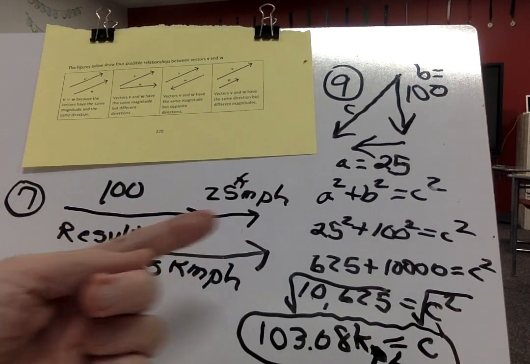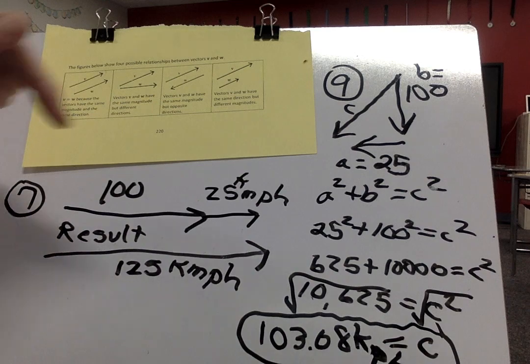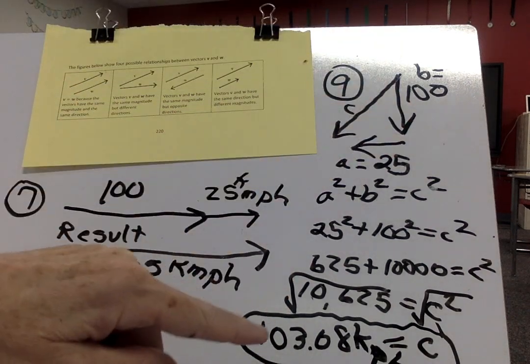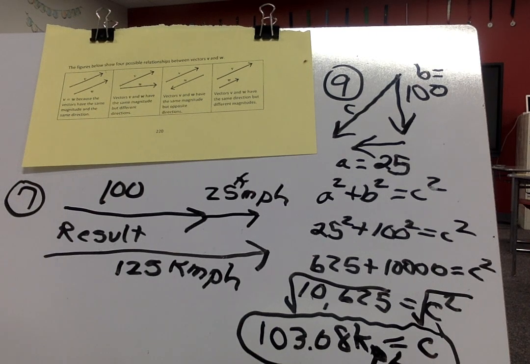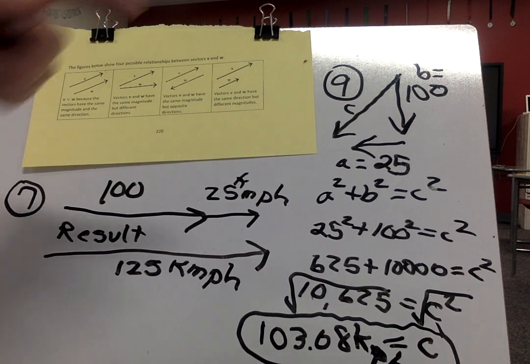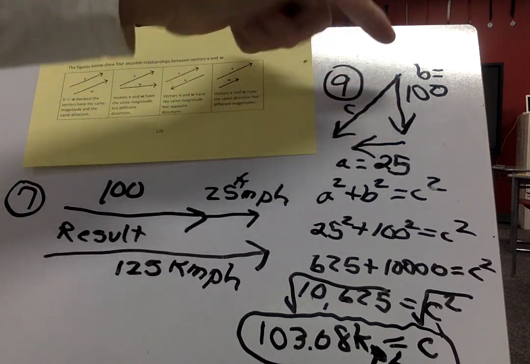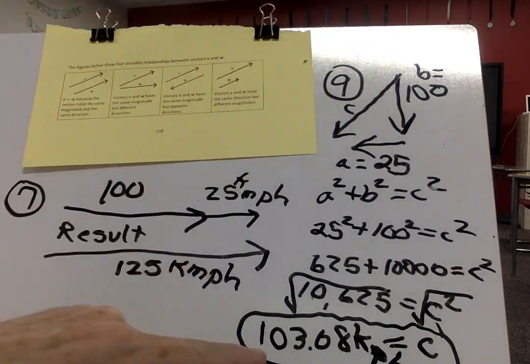So if it's going the same direction, you're going to add. If it's the opposite, you're going to subtract. And if it's sideways, we're going to do the Pythagorean theorem. At the end, I always ask myself, does that result make sense? It's not going exactly this way, but it's pushing it this way, so it's giving it a little bit more speed, and that's how we get 103.08 kilometers per hour. Again, round to the nearest hundredth.